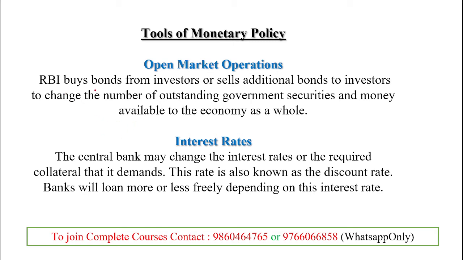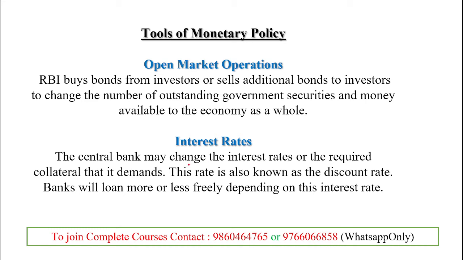So RBI buying means buying securities. So the RBI wants the securities, not the money. So here buying means expansionary policy, and in selling the RBI will employ a contractionary policy. Okay. Next one is interest rate.